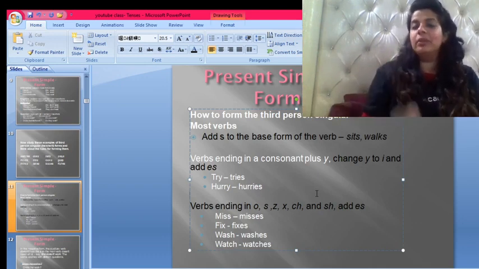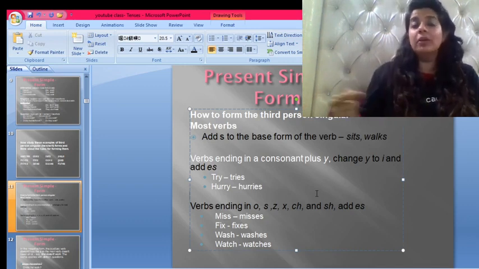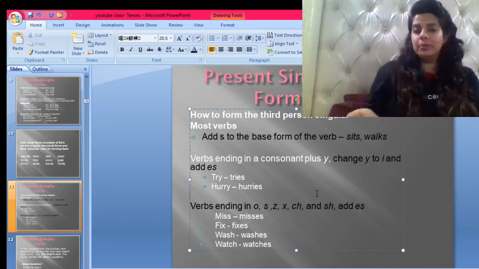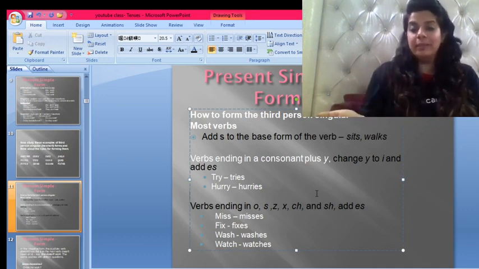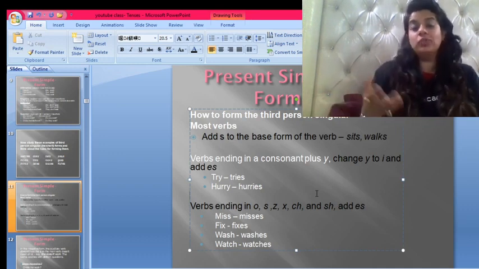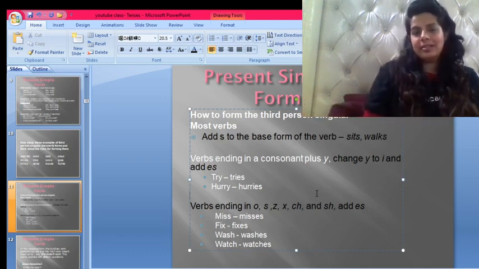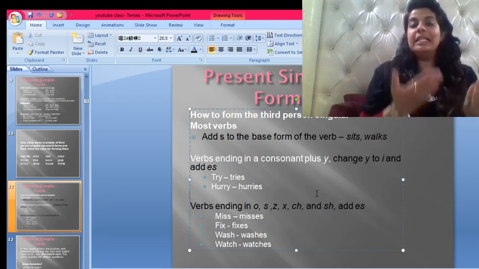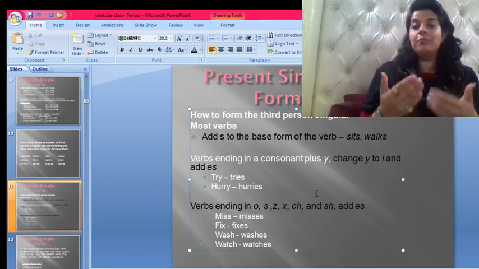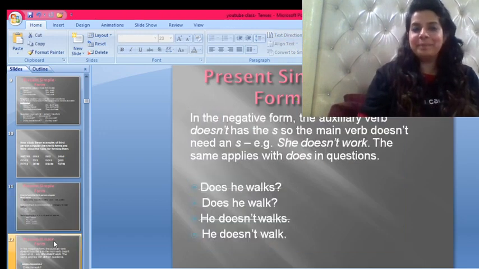For example, miss becomes misses. He misses her a lot when she is not around. He fixes all the problems very easily. She washes her face three times a day. He watches the sunset every evening. So what are we doing? We are adding es when we are forming the third person singular. Okay? And then we get on to the next slide.